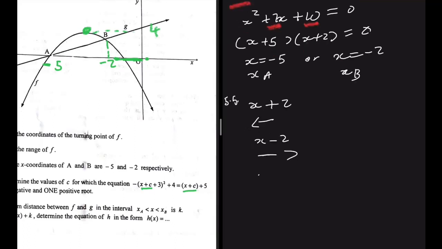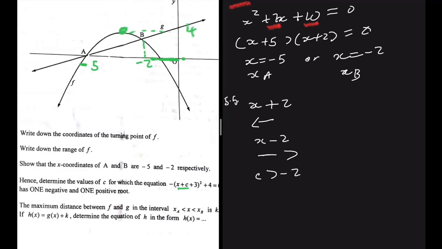So we need c to be just slightly greater than minus 2 so that we can shift our graph just more than 2 units to the right. So if c is just slightly greater than minus 2, then our problem is solved. We're going to have one negative and one positive root.